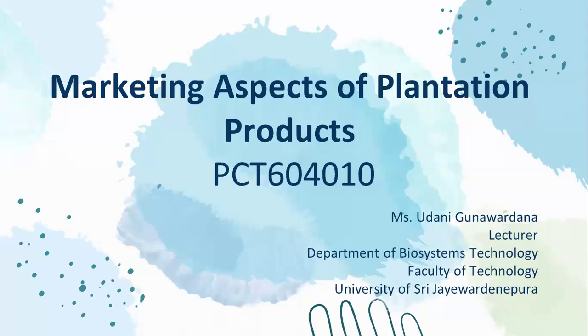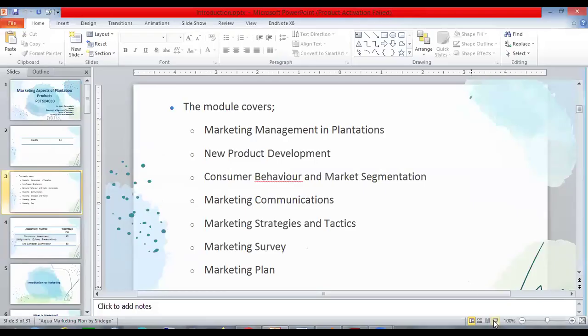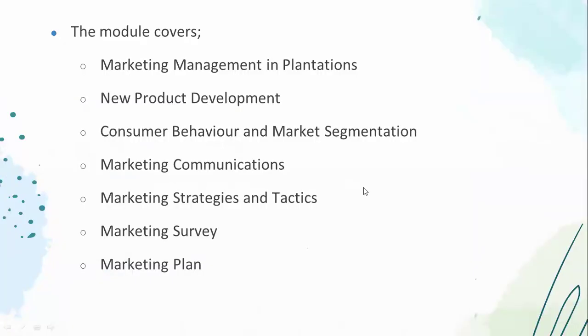Okay, so today onwards, we are going to start the new module. It's on marketing aspects of plantation products, right? So this is the code, and I will give you a brief outline about the module. This is a 4 credits module, and we are learning about the marketing concepts and marketing management theories. We discuss marketing management in plantations and new product development, consumer behavior and market segmentation, marketing communications, marketing strategies and tactics, and how to do a marketing survey and marketing plan. All these things will be covered during this module.